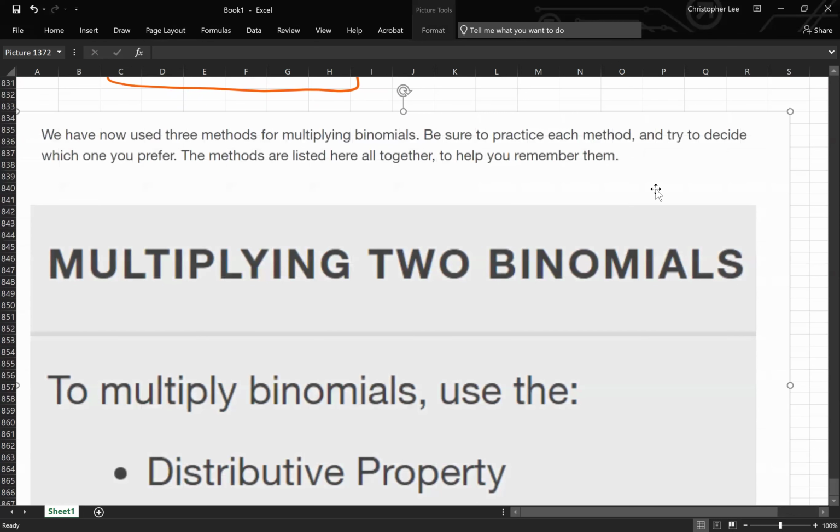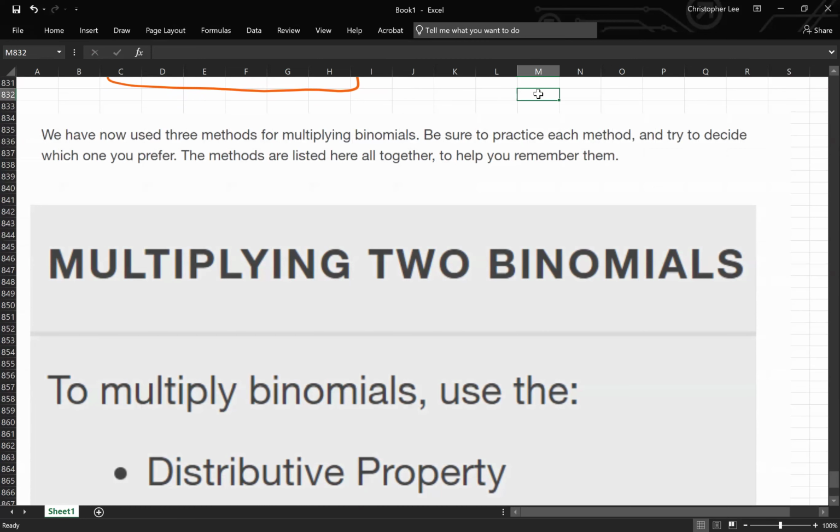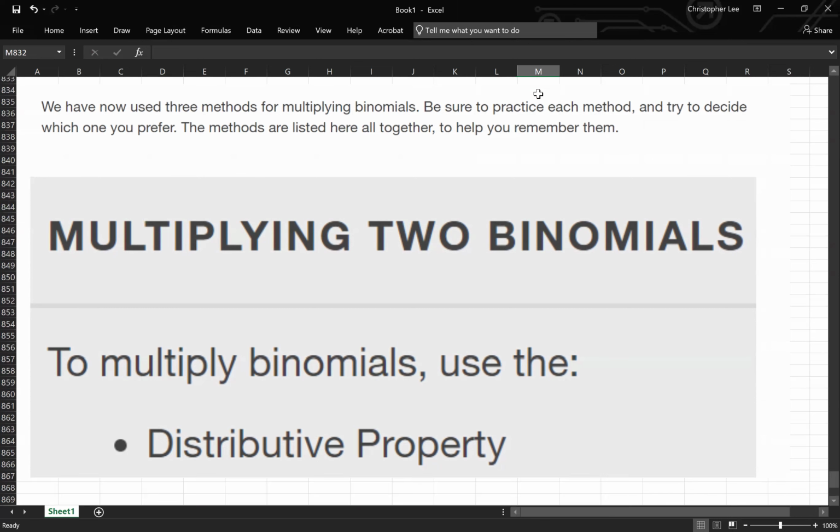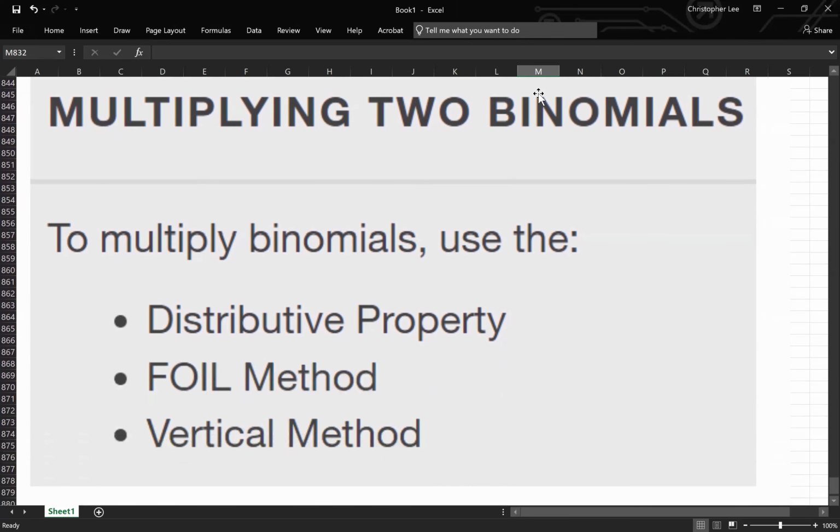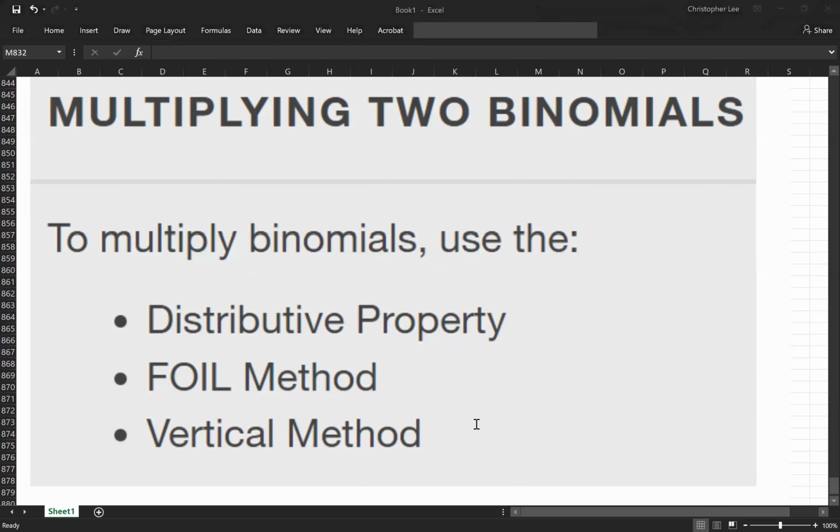We have now used three methods for multiplying binomials. Be sure to practice each method. Practice one, right? And try to decide which one you prefer. The methods are listed here all together to help you remember. So multiplying two binomials, you use either the distributive property, the FOIL method, or the vertical method. Your choice. I don't care what you use as long as you give me the right answer.